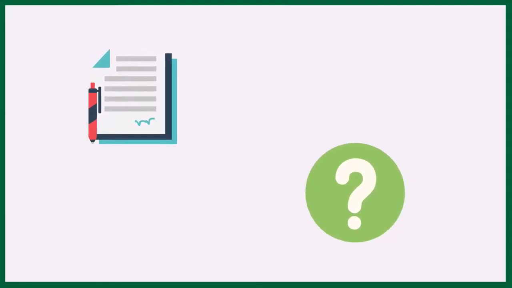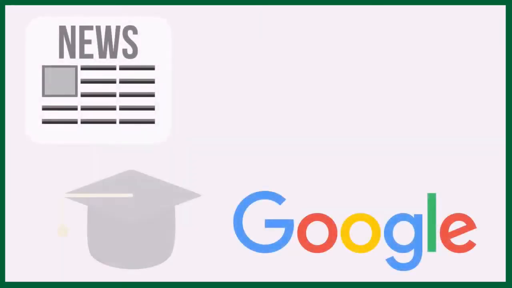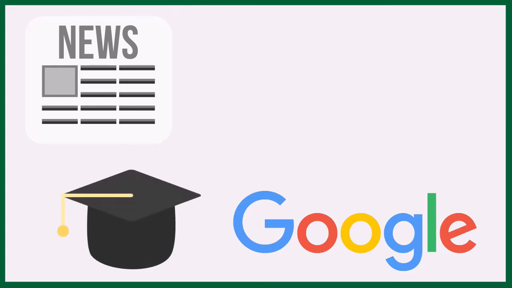Using both the assignment requirements and the research question, we need to figure out where we can find information to answer the question. We may be able to use sources from newspapers and the open web, or we might need to include a certain number of scholarly sources.